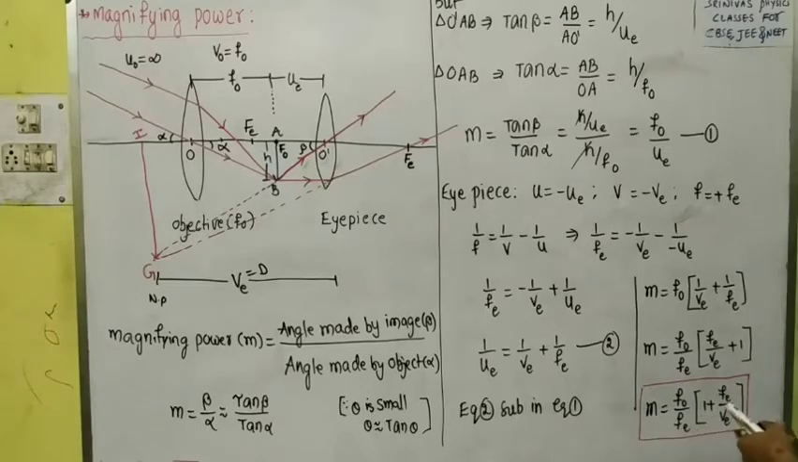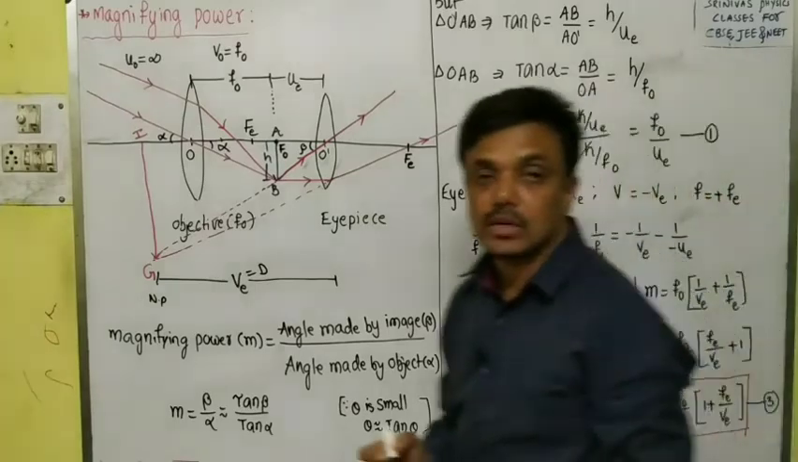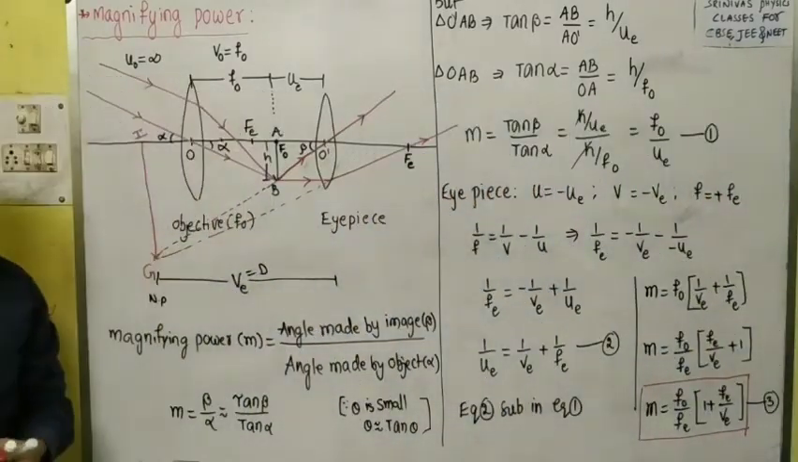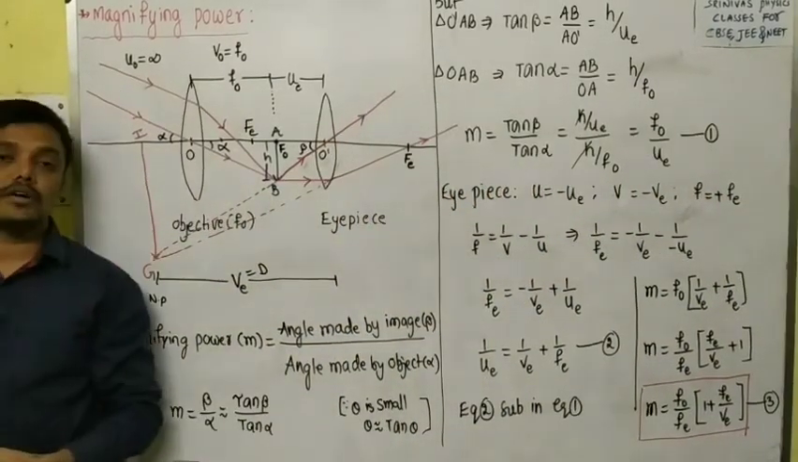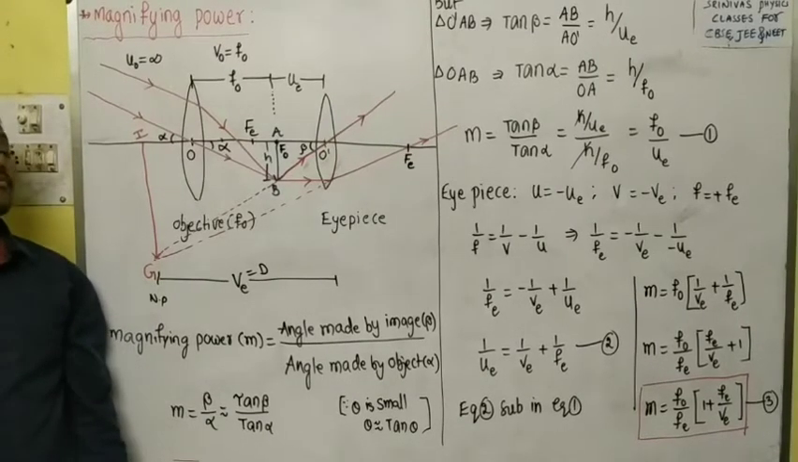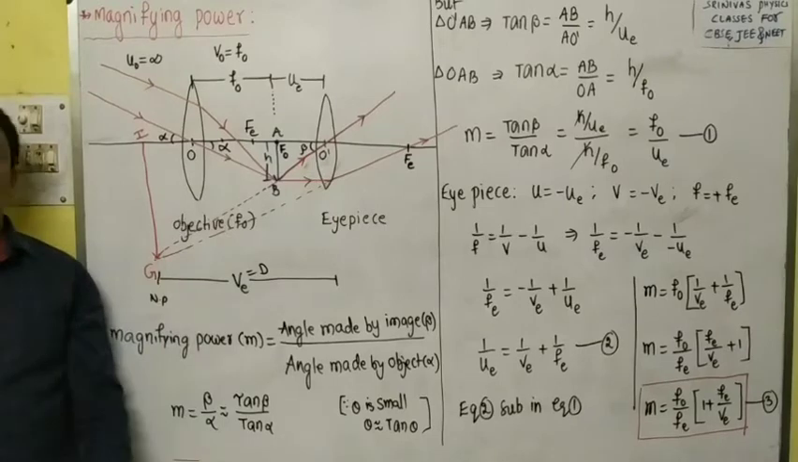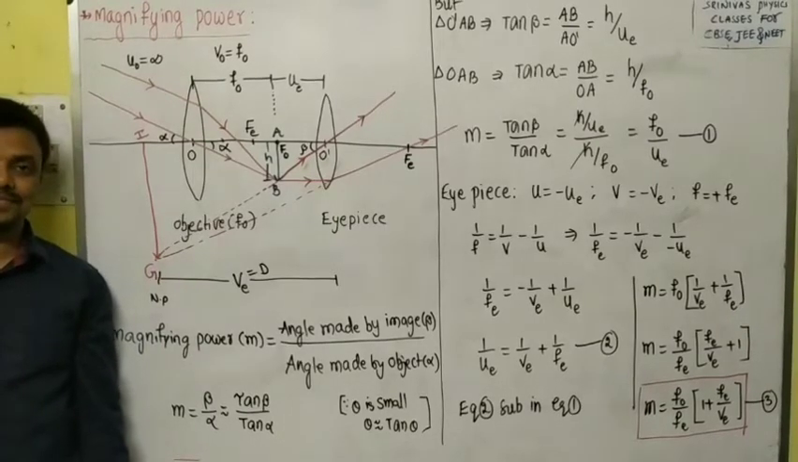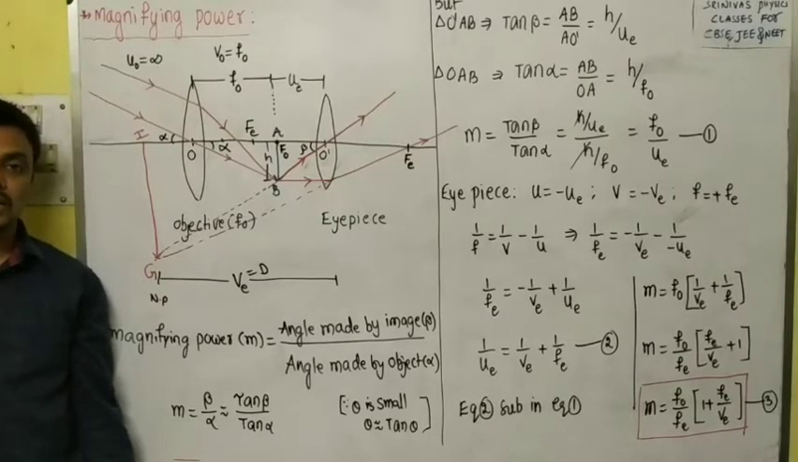This is the important equation, and this is the formula for the magnifying power of an astronomical telescope when the final image forms at a distance VE. Look here, F0 is the focal length of the objective and FE is the focal length of the eyepiece, and that is the formula for the magnifying power of the astronomical telescope. Take the screenshot and note it. If you have any doubt, you can ask me.